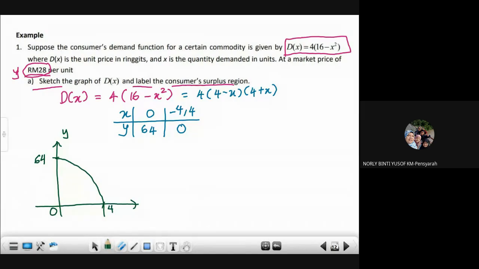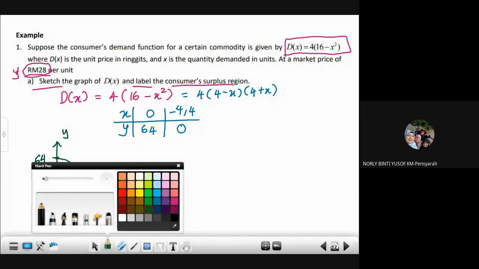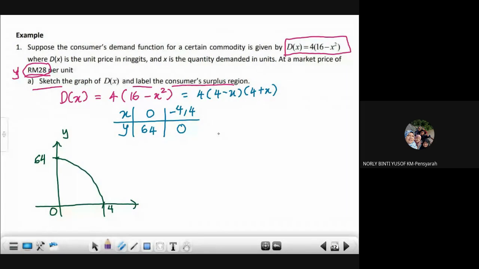Okay, so nak label dia punya CS kena ada dia punya nilai of bila Y 28, apa nilai X dia? So kena carilah kan. So that will be your punya value for X. So you punya nilai Y 28. So dx equals to Y. Demand function lah. So 4 minus 16 minus x squared equals to 28.